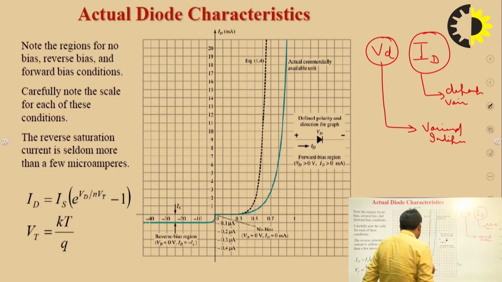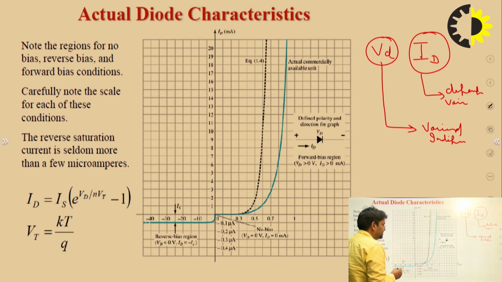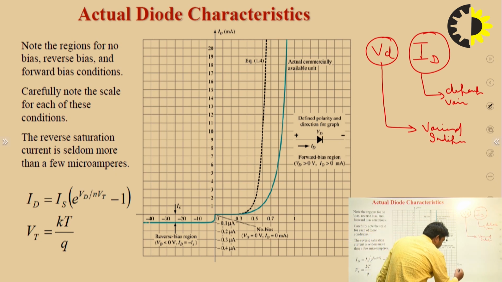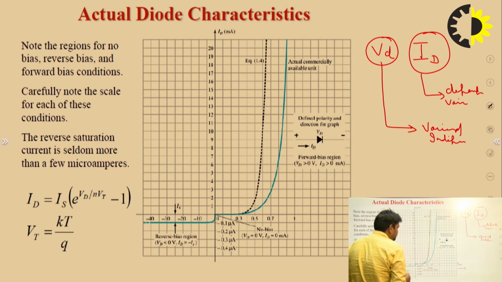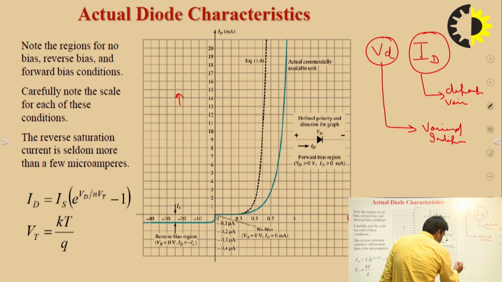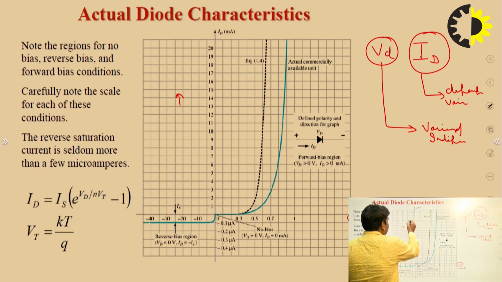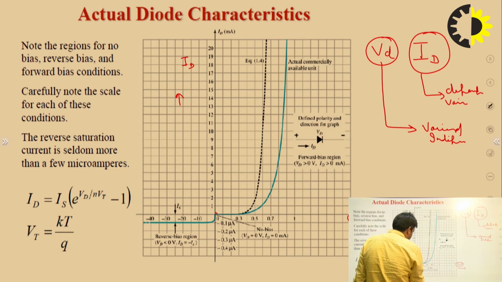So if we plot IV characteristics, the independent variable is always taken on the x-axis and the dependent variable on the y-axis. That means diode voltage is to be taken on the x-axis and the diode current on the y-axis. And we plot IV characteristics in forward bias. So this one is forward bias.